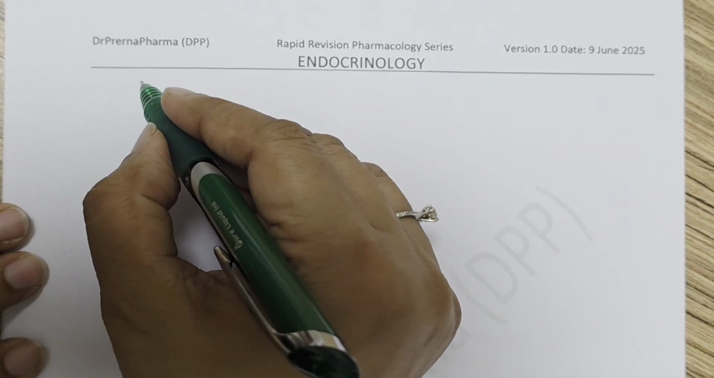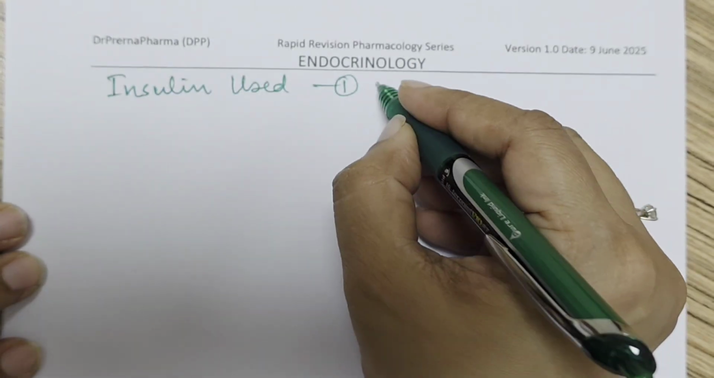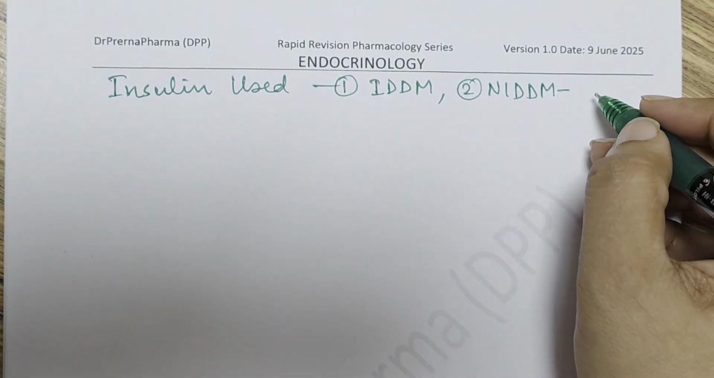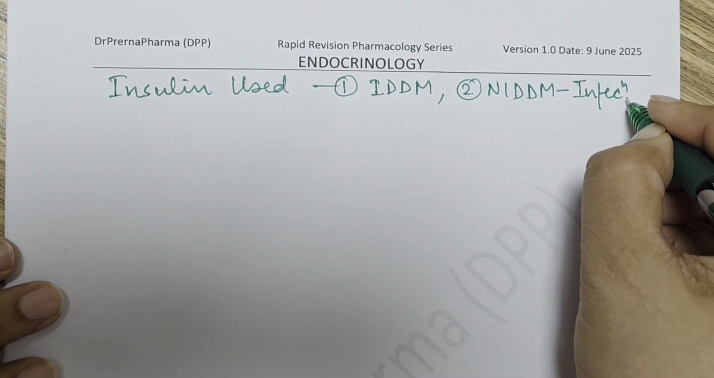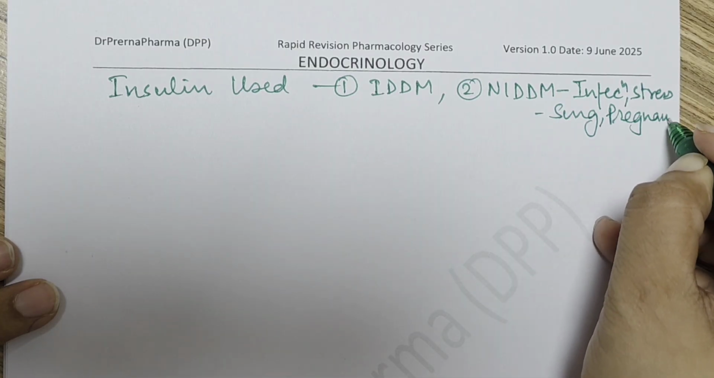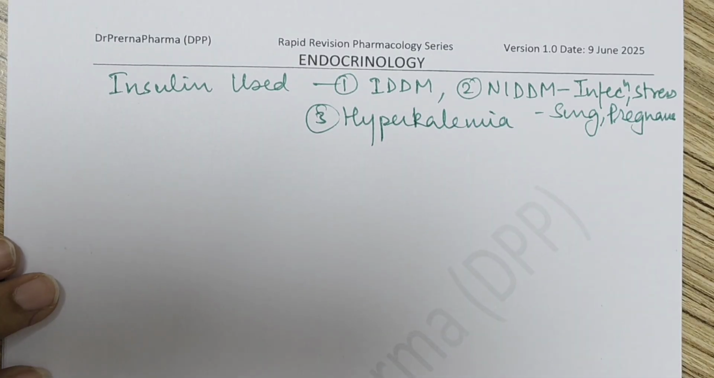Next, so insulin is used. One we have seen in IDDM. Second, in NIDDM, non insulin dependent diabetes, when is it used? It is used when there is infection, stress, surgery, and pregnancy. Okay, and third, it is used in hyperkalemia. Okay, so this was about insulin.